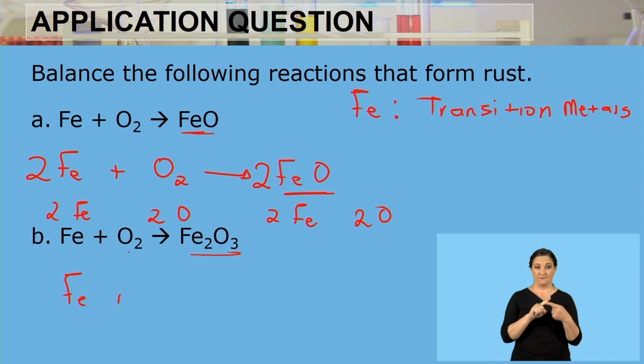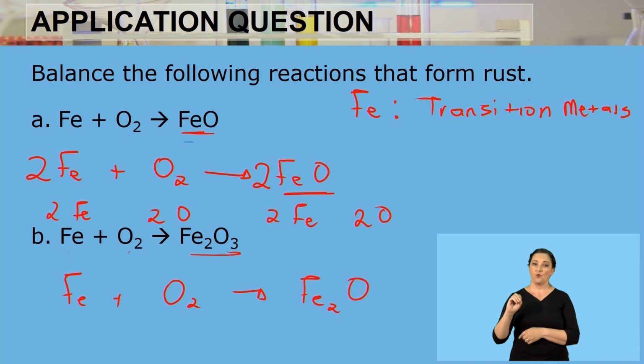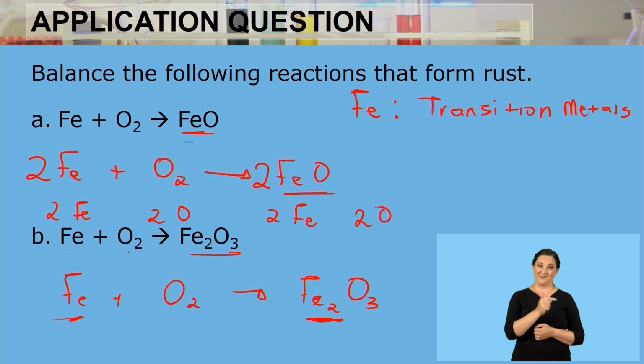We have Fe plus O2 reacting to form Fe2O3. So to balance, if I put a 2, because now I'm seeing that I have 2 ions here and then one ion there. If I put a 2 to balance that, that ion is taken care of, it's balanced. But then the oxygen is still not balanced. There's 2 and 3. So what can I do again?